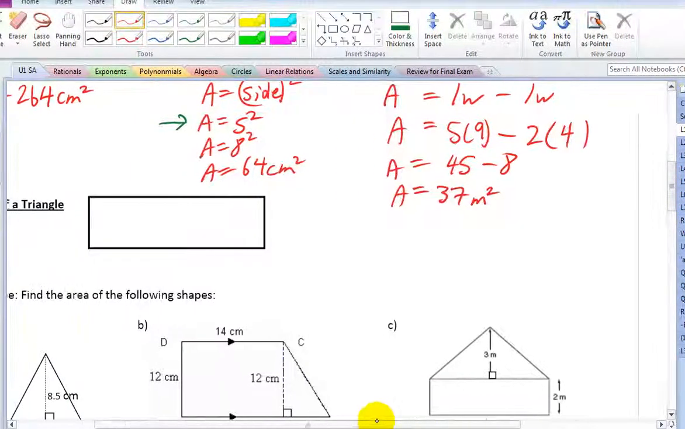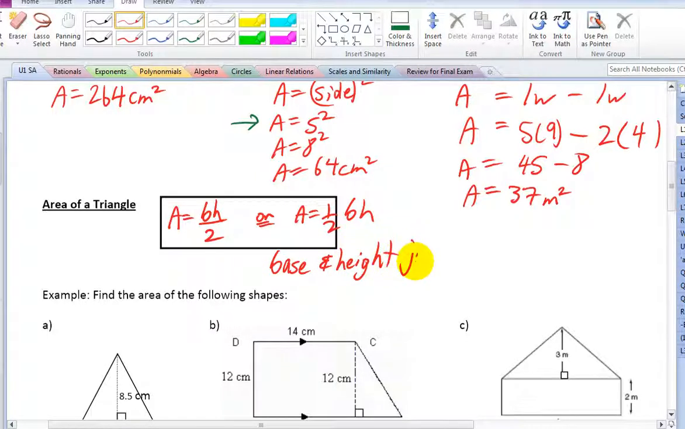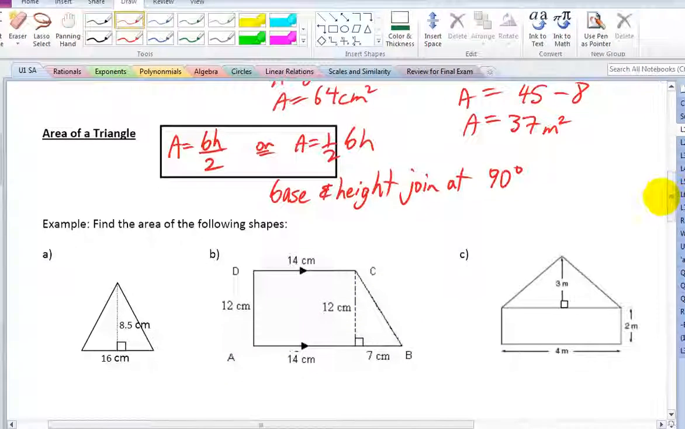Okay. So, area of a triangle. Area equals base times height divided by 2. Or, technically, it's area equals 1/2 times base times height. Those are the same formulas. Okay. So it's kind of half a rectangle. That's what you're finding. Be careful, you have to find the height. Okay, base and height join at 90 degrees. Okay, you want to make sure you don't use numbers you don't need. We often, for a triangle, give you numbers you don't need.